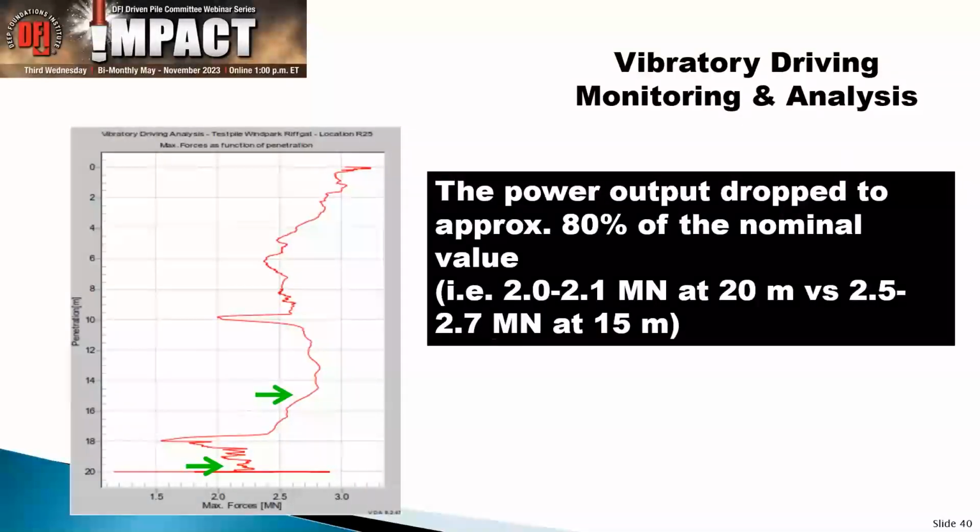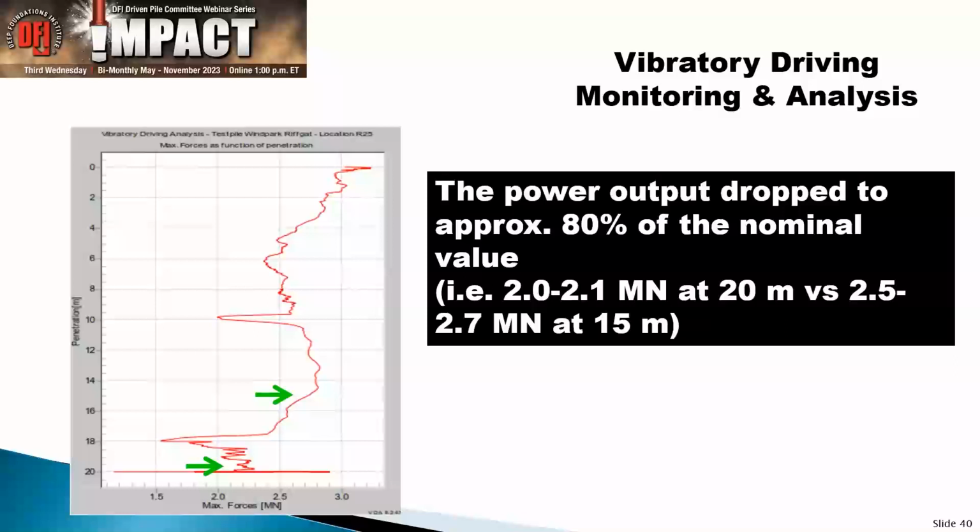Well, then you're going to have something that is very telling, and that has to do with the power output. I will go back to the maximum force on the horizontal axis and the pile driving depth on the bottom. And you see that if you are around 15 meters or so, you have a maximum force of about 2.5 to 2.7 meganewton. Forget about the units. Units are not important right now. It's more the principle.